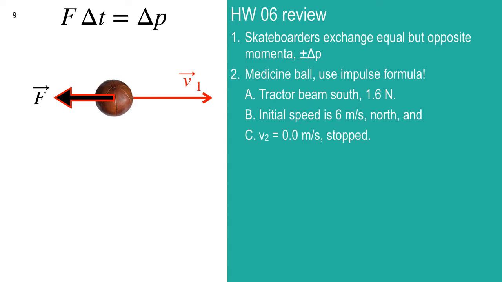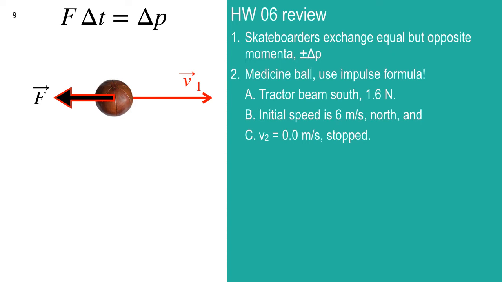Delta T is the amount of time it takes for the tractor beam to bring it to a stop. It's going to be a positive number, so if I get any minus signs, they better cancel out. We have to be alert for that, because negative times negative is positive, or negative divided by negative is positive. So hopefully we'll get something like that.